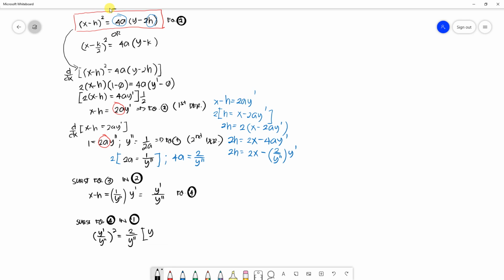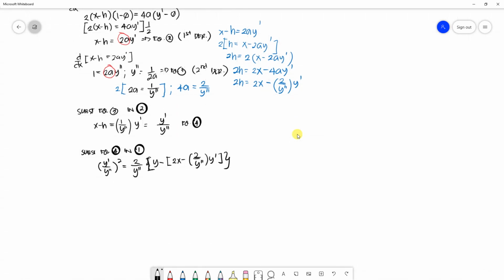So if we're going to continue equation 1, substitute 4 in 1, so we have y minus, okay, yung 2h na natin, siya na yung 2x. Bakit pala ito ganito? 2x minus, okay, we have 2 over y double prime times y prime. And so wala nang arbitrary constant. So, sisimplify na lang natin siya.